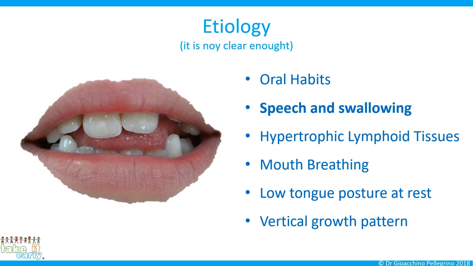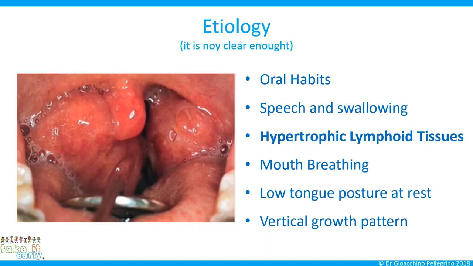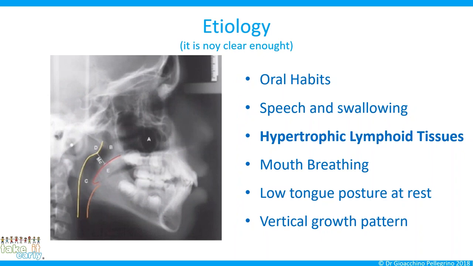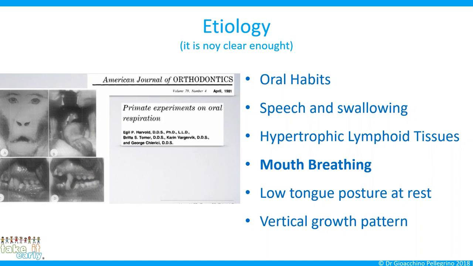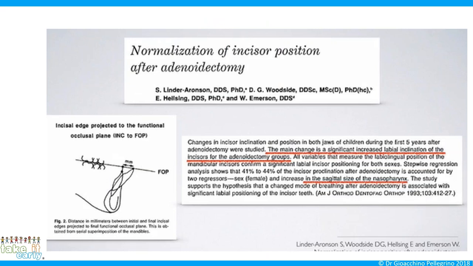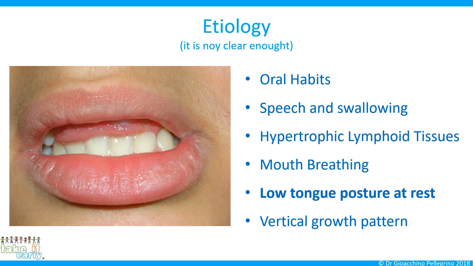There are several connections with speech and swallowing, with the working way of the tongue, and with the hypertrophy of the lymphoid tissues. And we can analyze these on the lateral X-ray. We know several papers published in the last century about the oral consequences of mouth breathing, like Linder-Aronson, Harvold and Woodside, who published about this. But the position at rest of the tongue is very important too, in particular a low position at rest, because this can create a low continuous pressure on the teeth and on the mandible, so as to stimulate the mandible to grow forward.